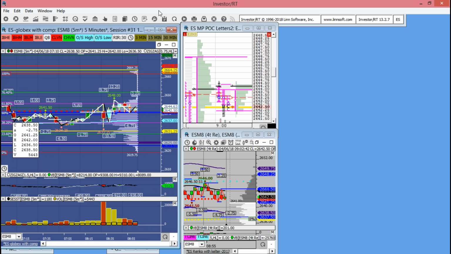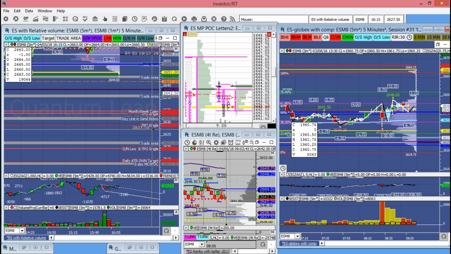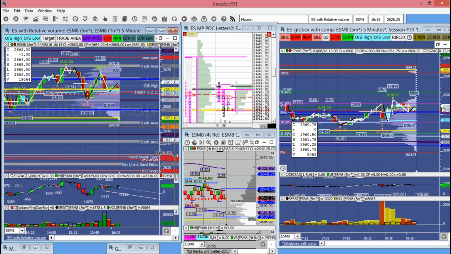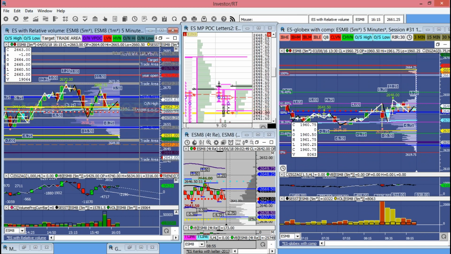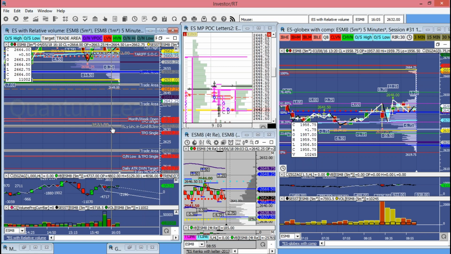So let me just move this over. I've got most of my levels set up. The scene of the crime last night for the tariff news is 61 and a half. The non-farm payroll scene of the crime is 42. So we got to mark that.